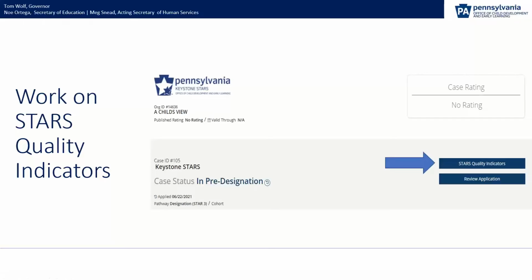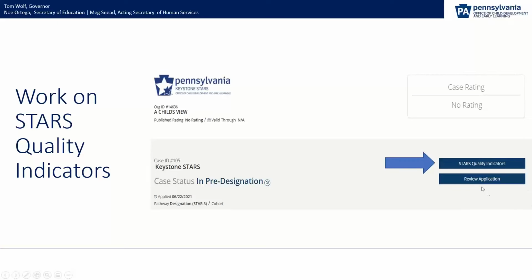All right, so now you're in pre-designation. You go back to your quality dashboard. This should look familiar, right? Shows a child's view, and here's your new Keystone STARS case. And look, sure enough, you're in pre-designation, and there's this blue button that looks active that says STARS Quality Indicators. That's the button you'll press to access your quality indicators.